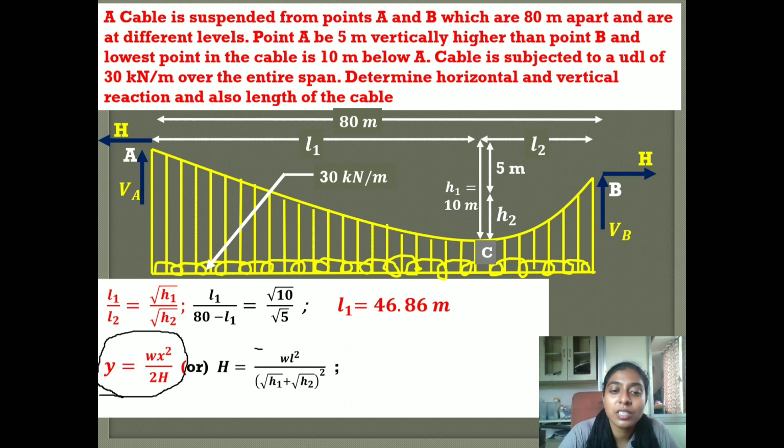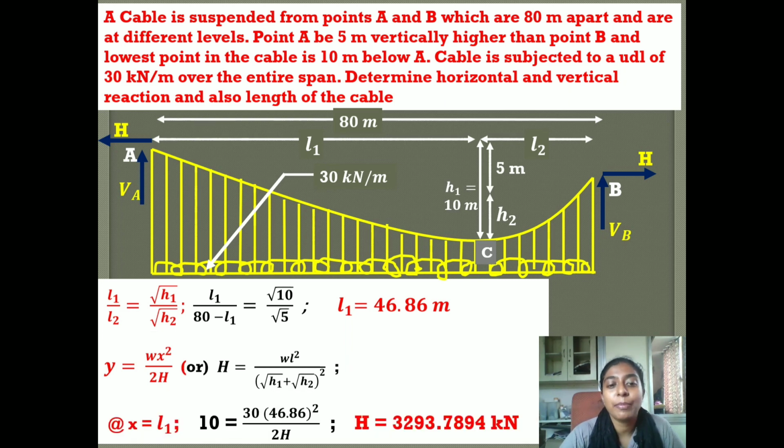Or you can use the horizontal thrust H is equal to WL square by square root of h1 plus square root of h2. So we know the value of W, L is the span length, h1 and h2 are the dips. And here y is equal to wx square by 2h, where y is the vertical distance, w is the load, x is the horizontal distance, and h is the horizontal thrust.